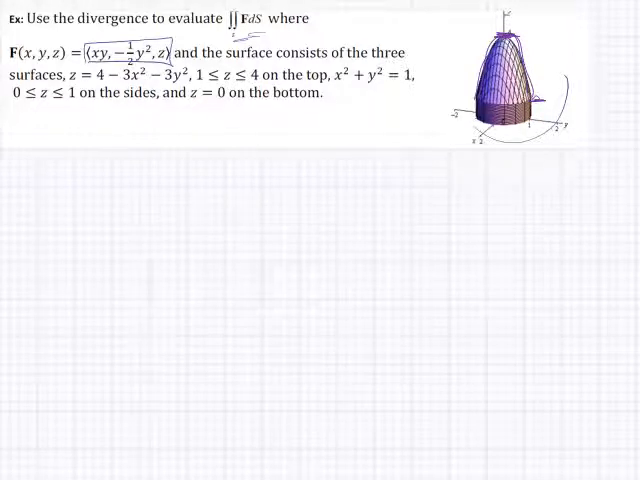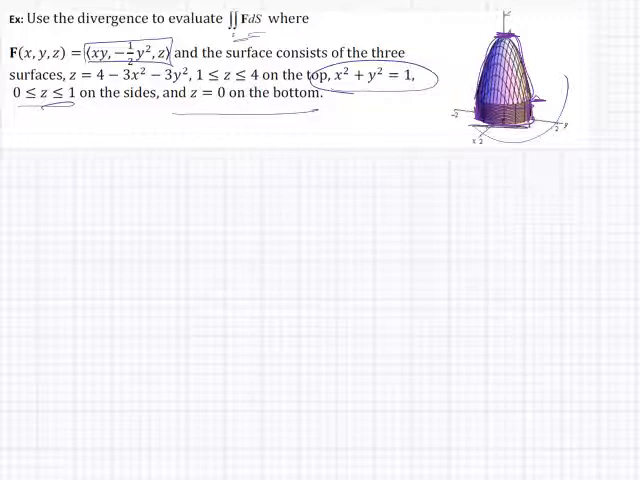That's the top piece. X squared plus y squared equals 1 is this bound down here. That gives us this little band around the middle, and that's between 0 and 1, and then the xy plane on the bottom to cut it off. So it's a closed surface. Seems like it's fairly complicated.